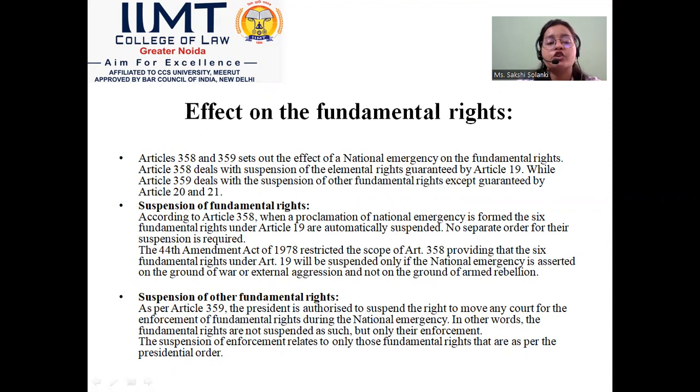Next, we have suspension of other fundamental rights. As per Article 359, the President is authorized to suspend the right to move any court for the enforcement of fundamental rights during national emergency. In other words, the fundamental rights are not suspended as such, but only their enforcement. The suspension of enforcement relates to only those fundamental rights that are specified in the presidential order.